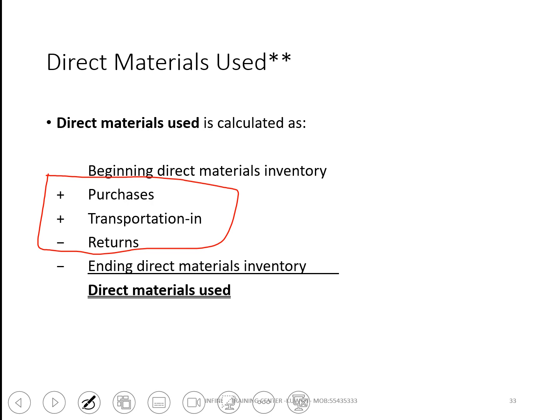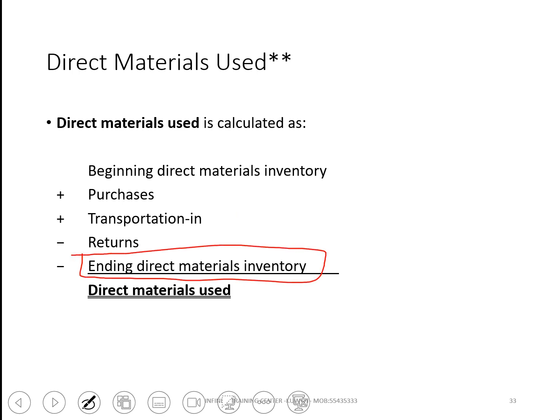You cannot say that whatever I purchased I used. No. So what I will do, I will go and check in the factory, and I will see there are some items still there. So whatever I purchased is not used. My aim is to know how much I used, but still some items are there which I didn't use.